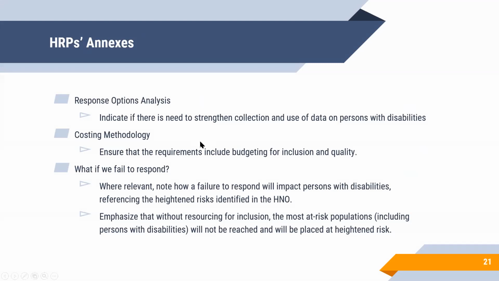So in terms of, there's also space in the HRP annexes to reflect disability inclusion. We've already mentioned previously that there's a good opportunity to highlight the need to strengthen collection and use of data on persons with disabilities to really place you in a good position to have some focus on that going forward. In terms of the costing methodology, this is a difficult issue, but it is important also to highlight the financial requirements for inclusion. And this is really part of quality programming.